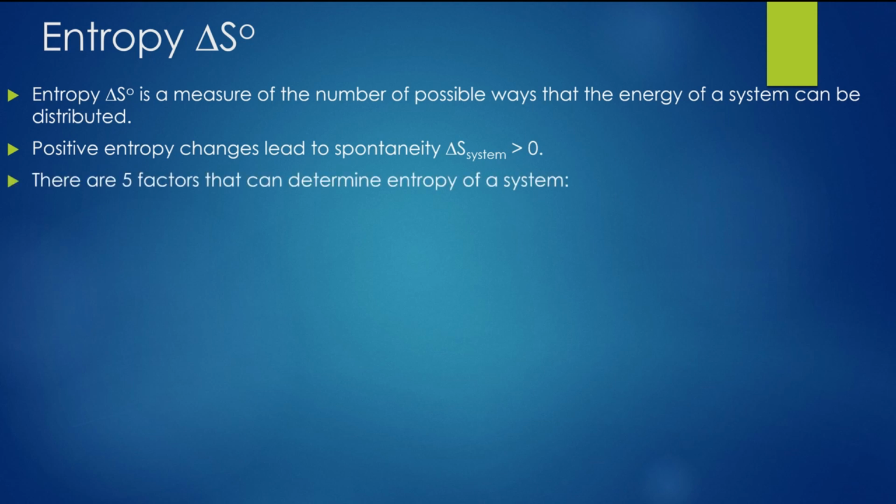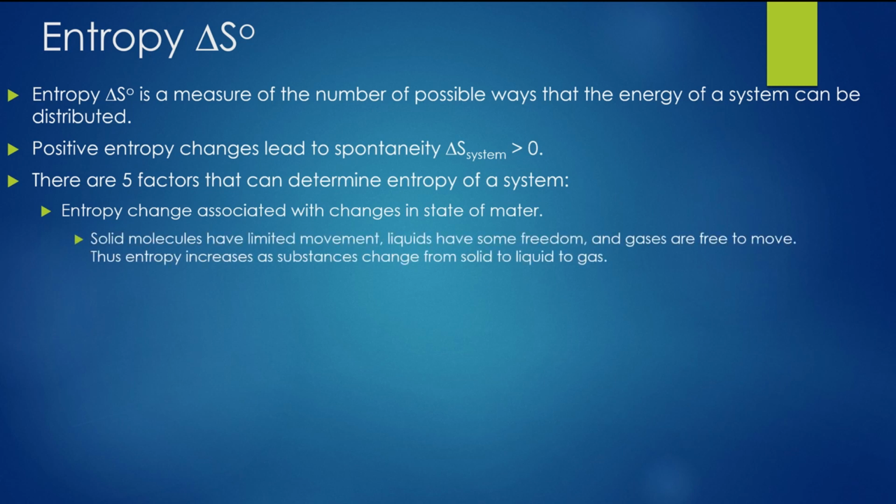There are 5 factors, and you should be aware of all 5 of them. I suppose you could call it some memorization, but the more homework you do and the more you study, the more familiar with them you'll be without sheer memorization. But there are 5 factors that can determine or help to determine the entropy of a system. So first of all, the state of matter.